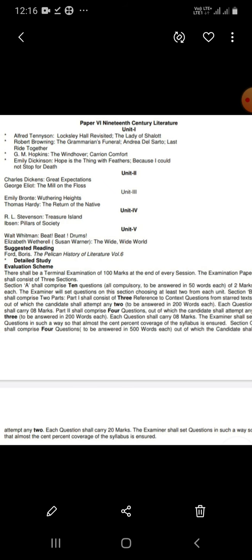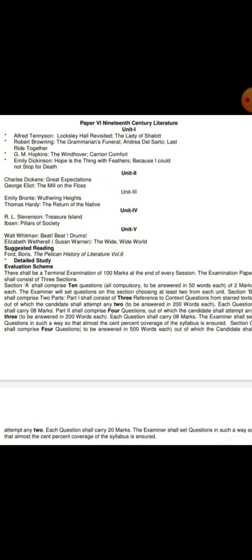So the first poet that we have in Unit 1 is Alfred Tennyson, better known as Alfred Lord Tennyson, and we have 2 poems by him in your syllabus. The one is Locksley Hall Revisited and the other one is The Lady of Shalott.